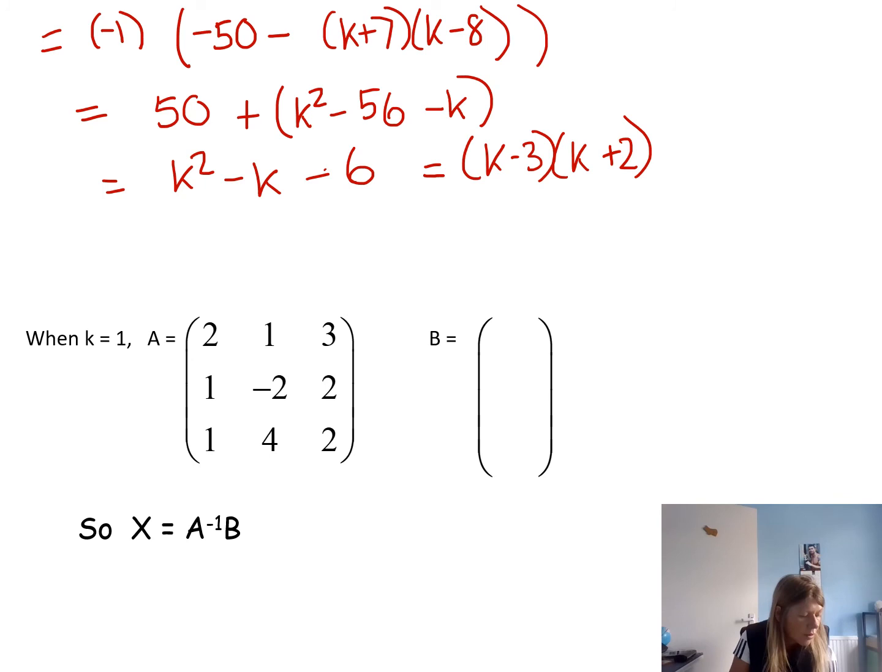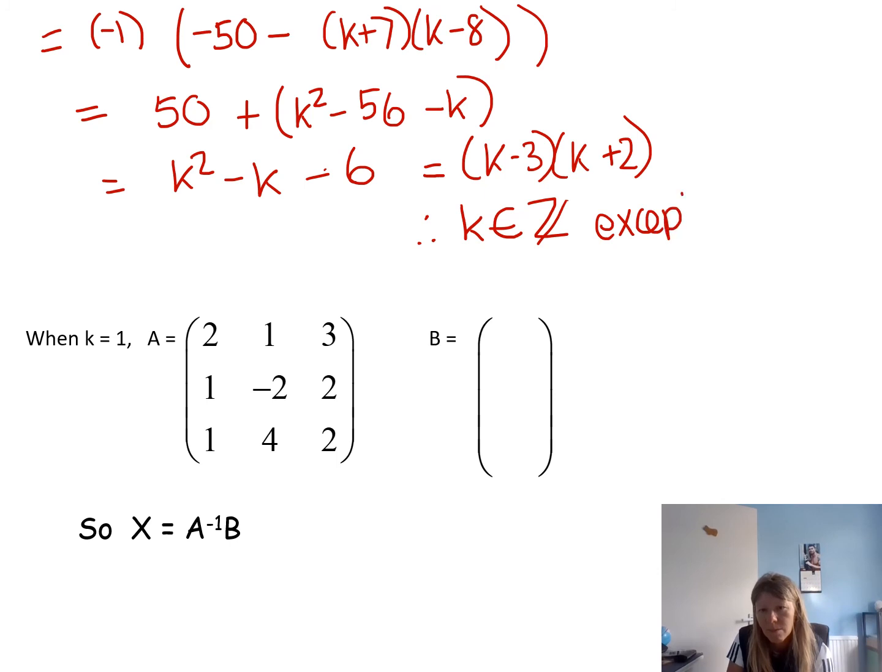Nice numbers. So therefore, the determinant would be 0 if k was 3 or k was minus 2. So k can be anything it wants to be, any integer you like, except 3 or minus 2. Because if it was 3 or minus 2, the determinant would be 0 and there'd be no inverse.